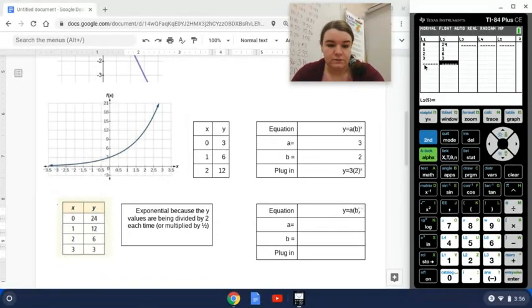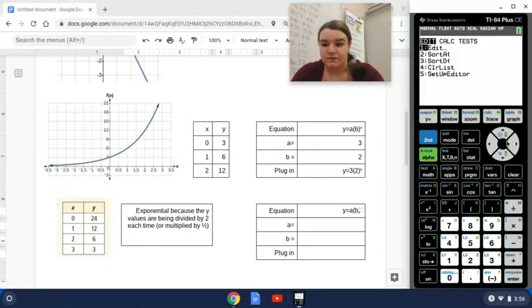Now just double check that your XY table looks like your lists. And then again, we're going to hit Stat, go to Calculate, and we're going to pick the exponential one because this is exponential. So I'm going to click Choice 0, Exponential Regression. List 1 and List 2 are there, and hit Calculate. Ooh, we got a decimal this time.